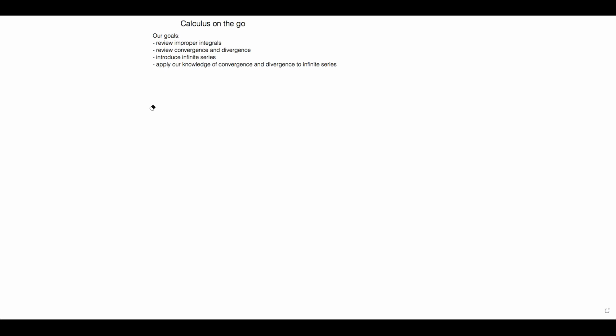We're going to start by reviewing improper integrals. So I thought it would be a really good idea just to ask ourselves, what is an improper integral anyway? We know what integrals are. We're pretty good with integrals by this point. So let's review just what an improper integral really is.